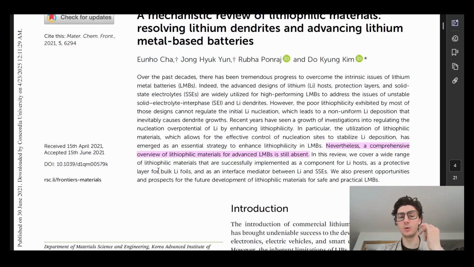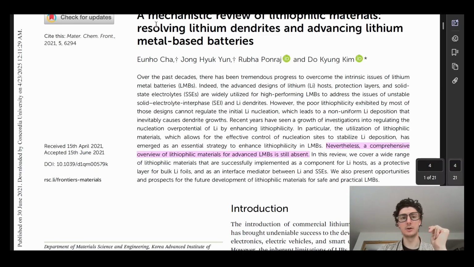In this review, we cover a wide range of lithophilic materials that are successfully implemented as a component for lithium hosts, as a protective layer for bulk lithium foils, and as an interface mediator between lithium and solid state electrolytes. We also present opportunities and prospects for future development of lithophilic materials for safe and practical lithium metal batteries. So this is an interesting article.